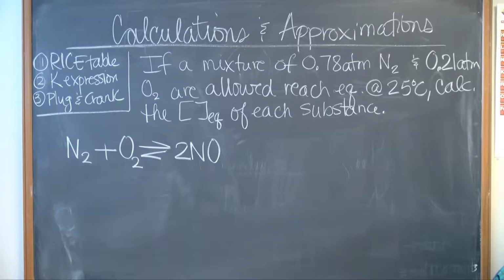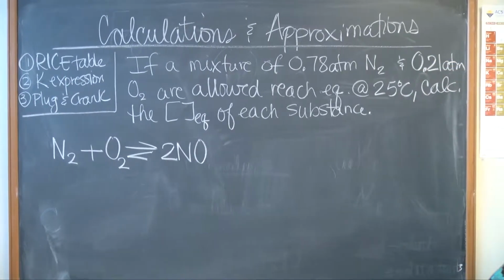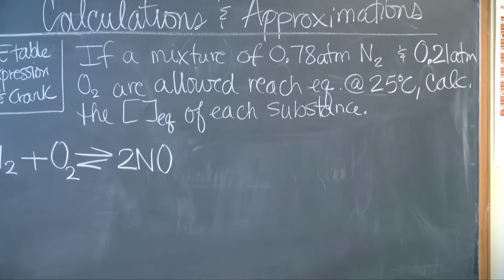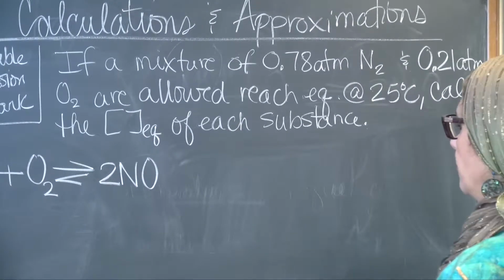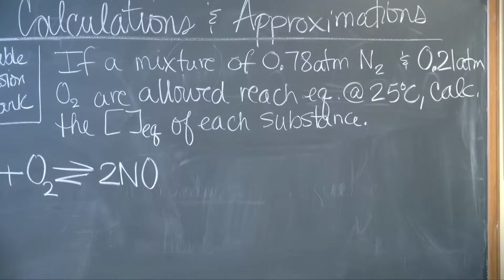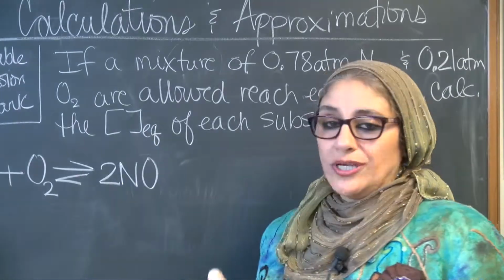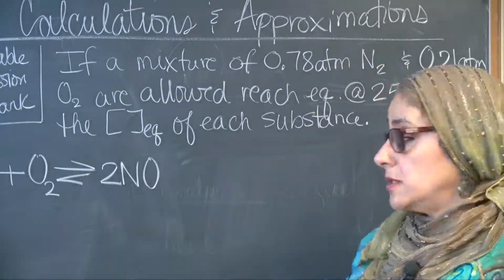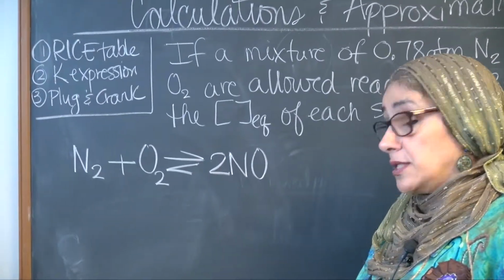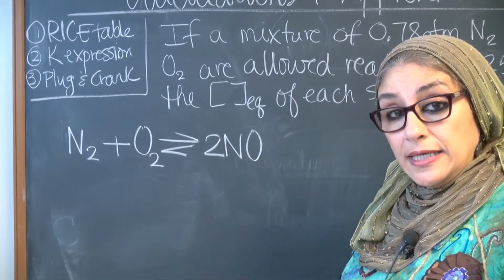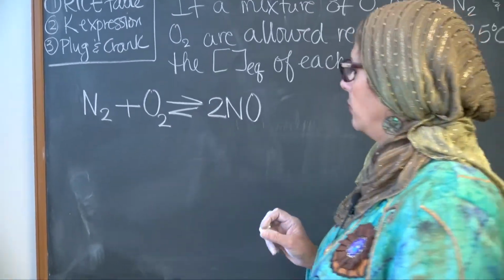Okay, so here's our problem. It says, if a mixture of 0.78 atmospheres of nitrogen and 0.21 atmospheres of oxygen are allowed to reach equilibrium at 25 degrees Celsius, calculate the equilibrium concentration of each of the substances in the mixture. And here is the reaction that's given. So let's go ahead and set up our RICE table from the information in the problem.